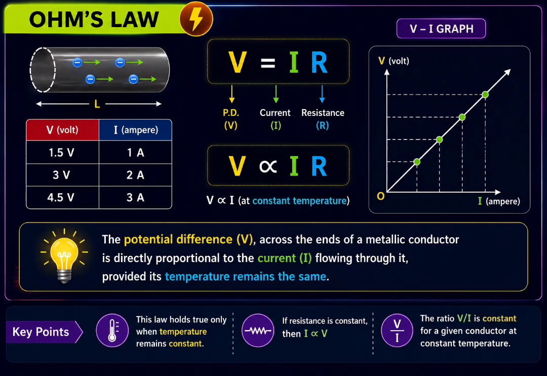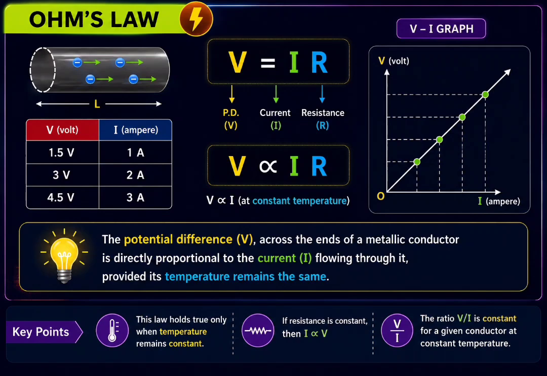Ohm's law states that at constant temperature, the potential difference V across a conductor is directly proportional to the current I flowing through it. Mathematically, V = I × R, where V is voltage or potential difference, I is current and R is resistance. This means if resistance remains constant, increasing voltage increases current in the same ratio.